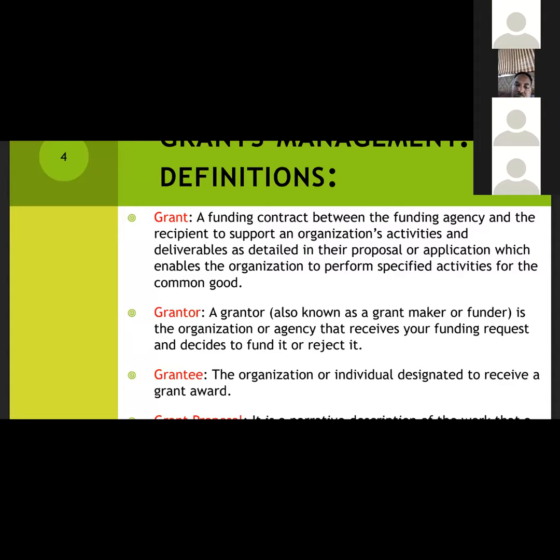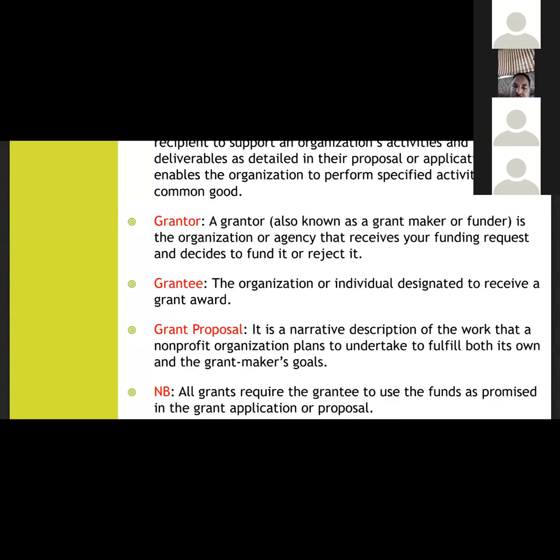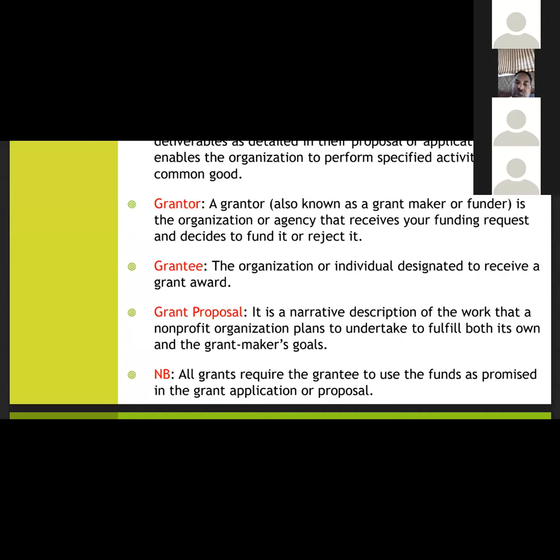Now, the other thing that is important to define is the grantee. When you talk about the grantee, we're simply meaning an organization or an individual that is designated to receive a grant award. And so that's why we refer to them as grantees. Most of you who have received grants from funding agencies will refer to yourselves as grantees.